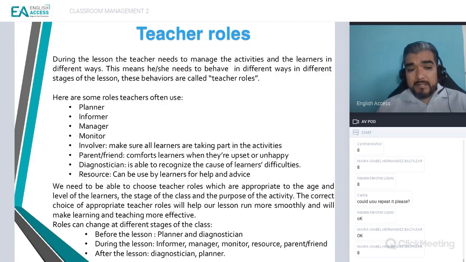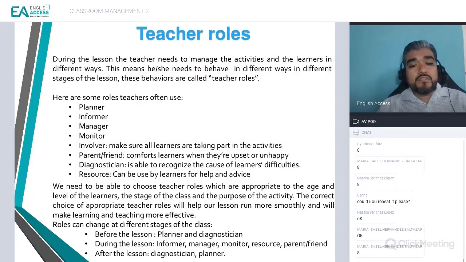A parent or friend to comfort learners when they are upset or unhappy. Diagnostician is able to recognize the cause of learners' difficulties. Resource can be used by learners to help and advise.